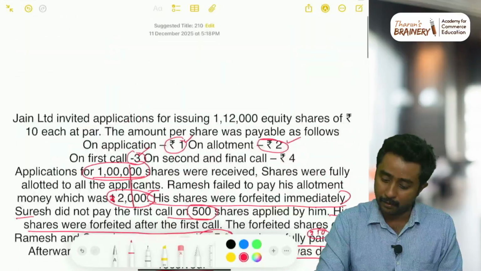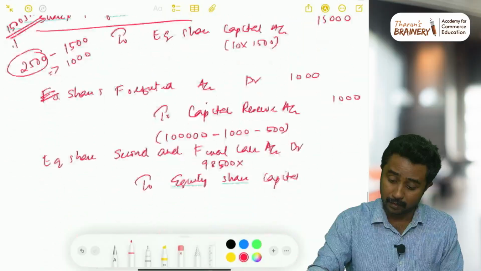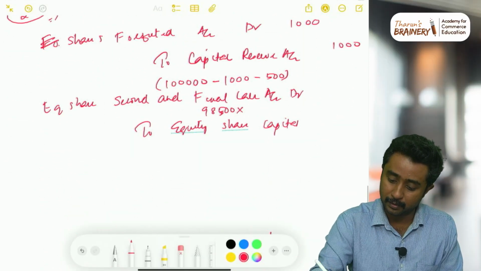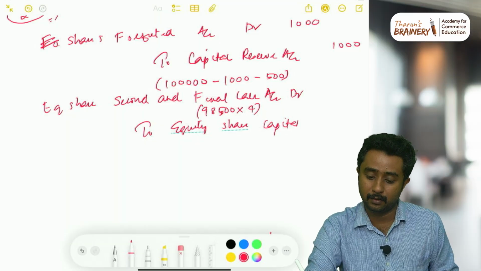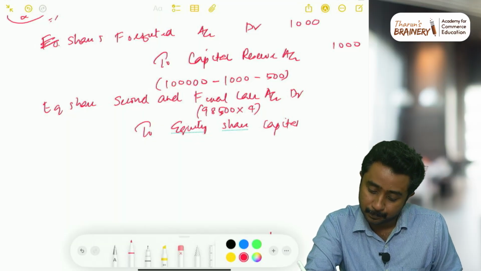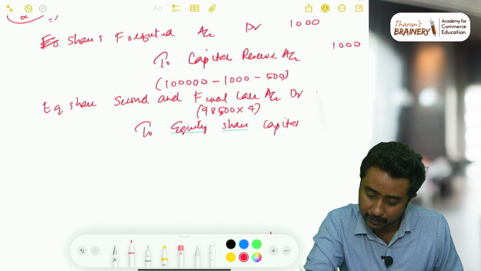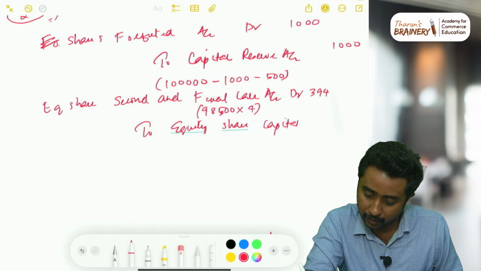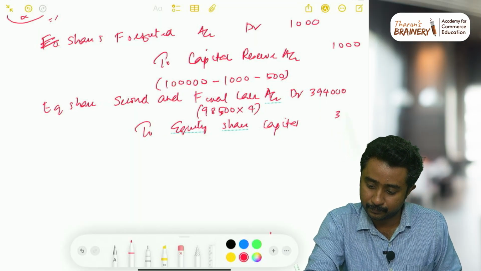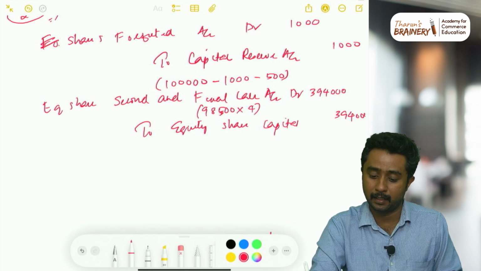So 98,500 into how much will we be asking? What is the second and final call money? 4 rupees. So 98,500 into 4, which will give us 3 lakh 94,000.